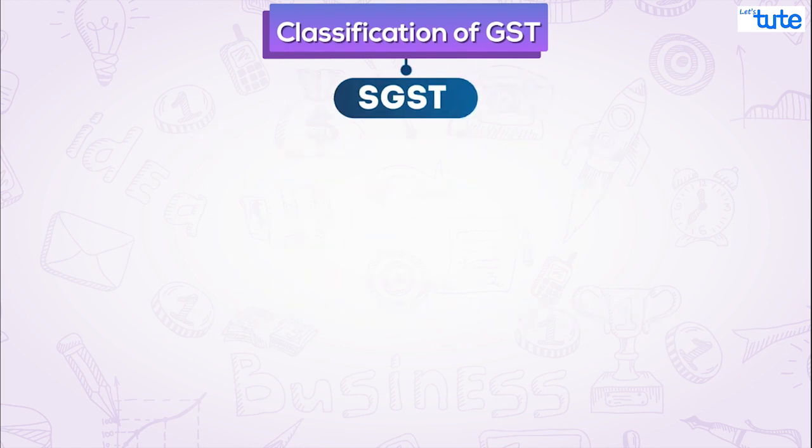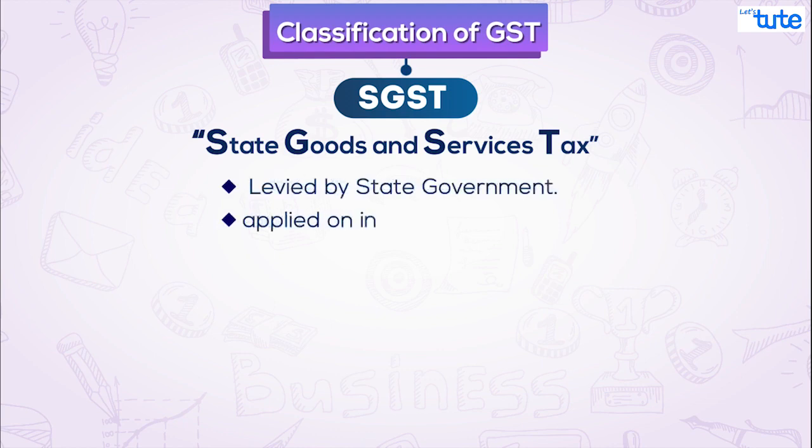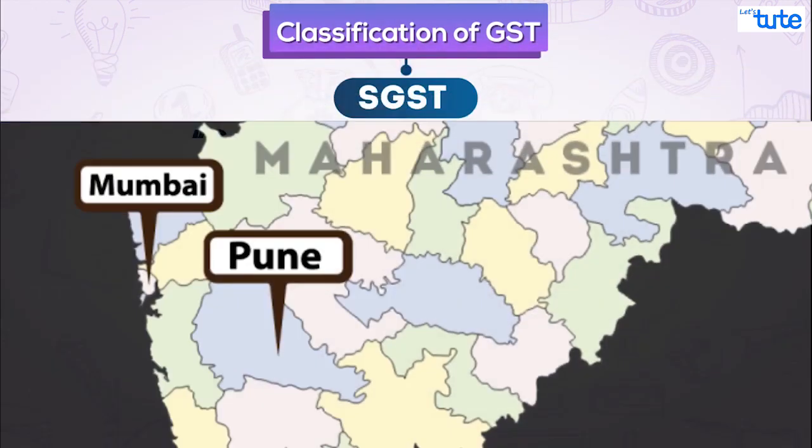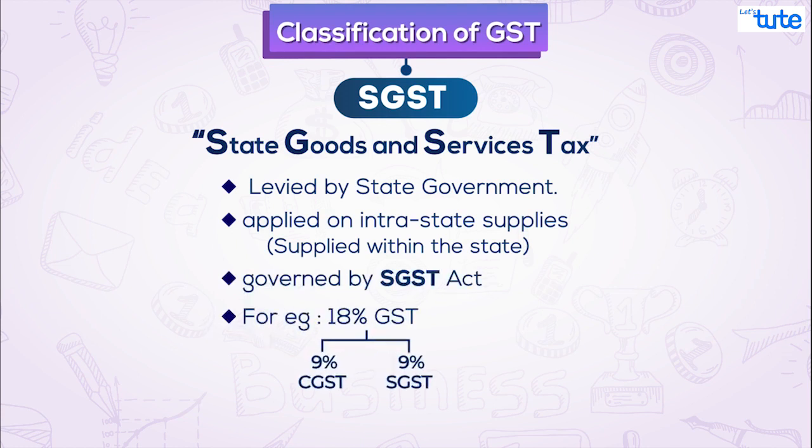Next is SGST, that is State Goods and Services Tax. Under GST, SGST, which is also levied on intrastate, that is within the state supplies of both goods and services, by the state government, and it is governed by the SGST Act. It is also levied at half of the prescribed rate.